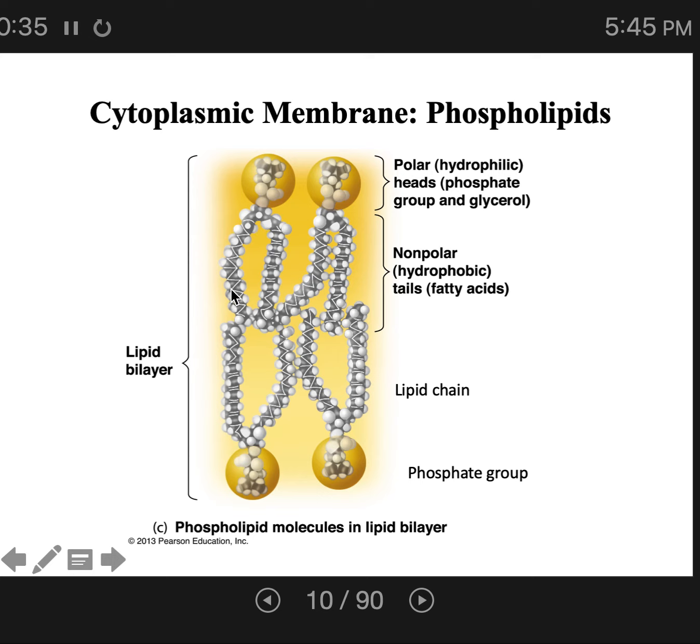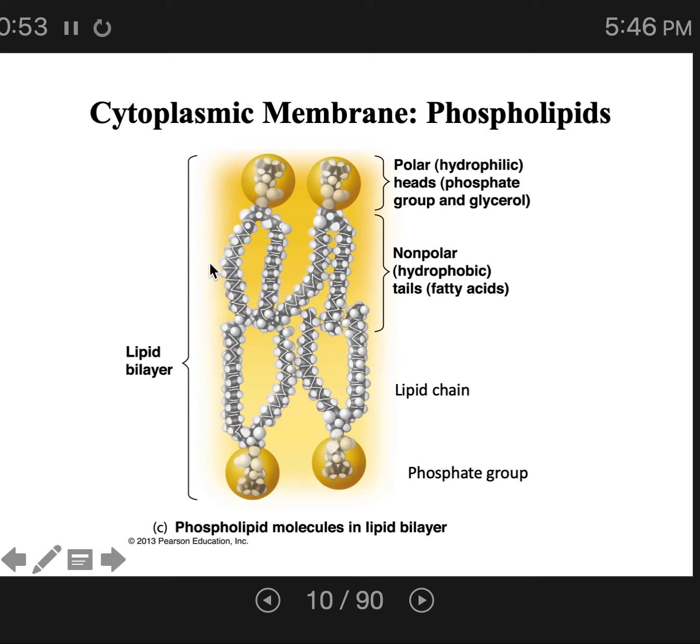So this is called the fatty acid tail. And each phospholipid has 2 of these tails. And then this yellow ball is supposed to represent the phosphate head. And these are polar or negatively charged often. So these are hydrophilic. So these are attracted to water.